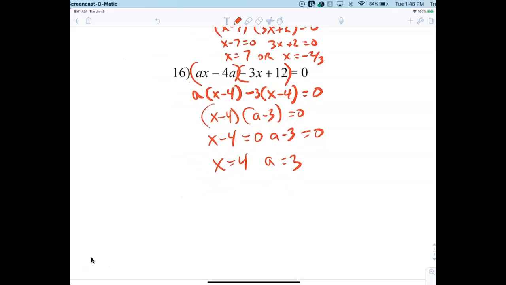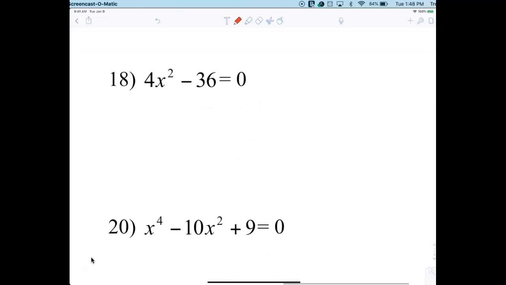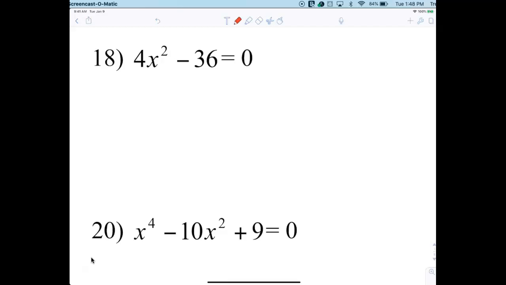All right, here we go. Let's have some more fun. 18. Not yet. What do I have to do first? Divide out the 4. GCF. Divide by 4, divide by 4, divide by 4. X squared minus 9 equals 0.